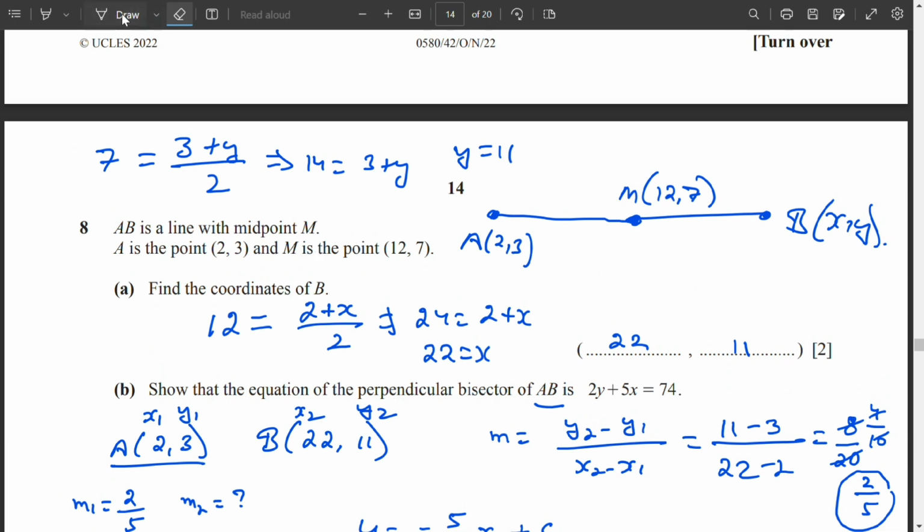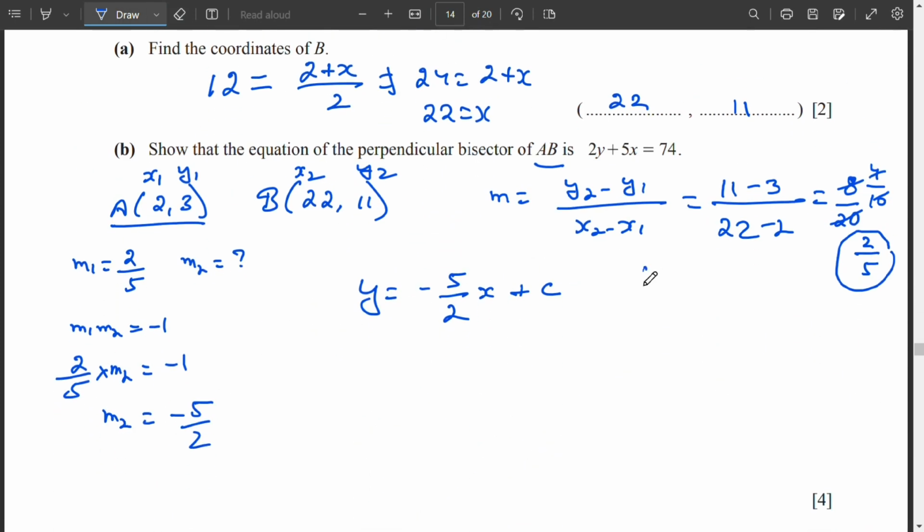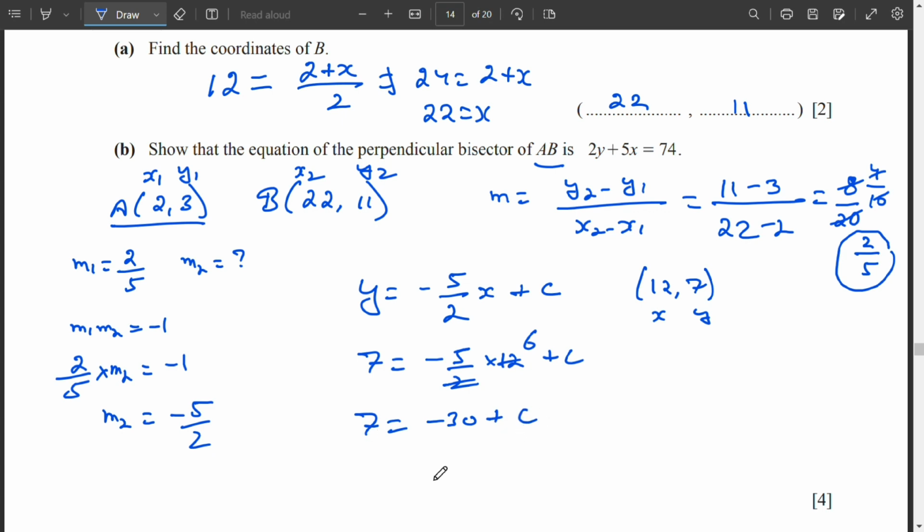M is the midpoint, 12, 7. So it is passing through 12, 7. Oh, sorry for this. So you take x as 12, y as 7. So this is 7 equals minus 5 by 2 into x, which is actually 12, plus c. This goes 6 times. Minus 5 into 6 is minus 30. 7 equals minus 30 plus c. So when it goes to that side, it becomes positive. So 30 plus 7 is 37, that is c. So 37 is c.